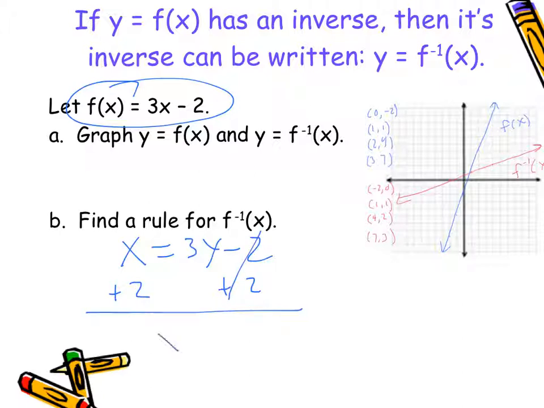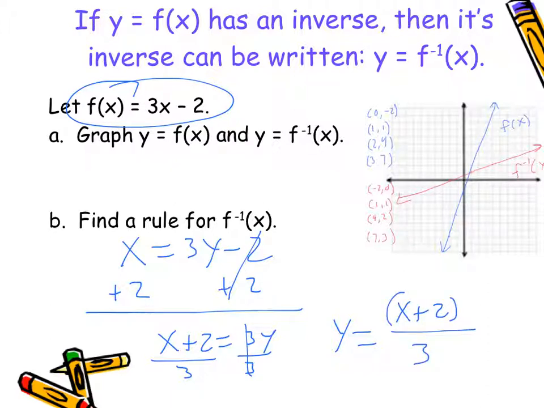Add 2 to both sides. Now I get x plus 2 equals 3y. Divide by 3, and I get y equals (x plus 2) over 3. I should have probably put that in red, but I'll at least label it in red that is F inverse of x. That was this graph that I already made. Okay, so a couple of different ways to look at inverses, both graphically and algebraically.